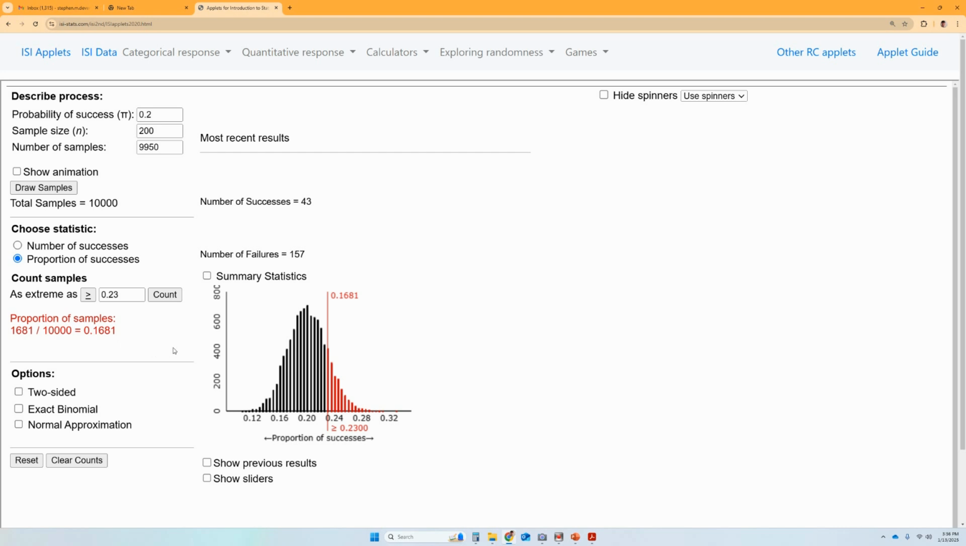16.81% of the time. Now that seems to suggest that if exactly 20% of the population can actually wiggle their ears, then the probability that I would get a group where 23% could do it just by luck is around 16.81%. There's almost a 17% chance that I could get that by luck.